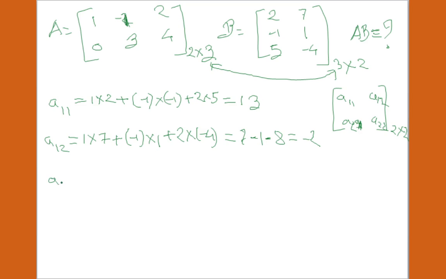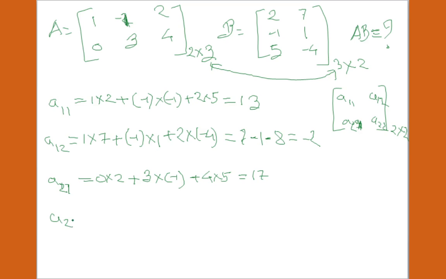Third element is A2,1, second row, first column. First is 0 into 2. Next 3 into minus 1. Last one is 4 into 5. So 20 minus 3 is equal to 17.